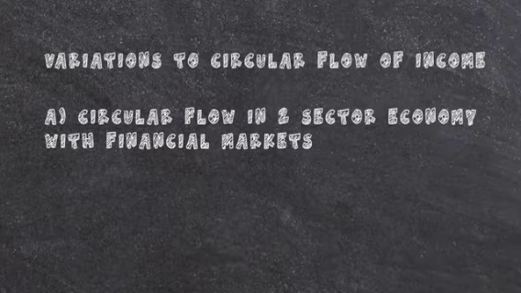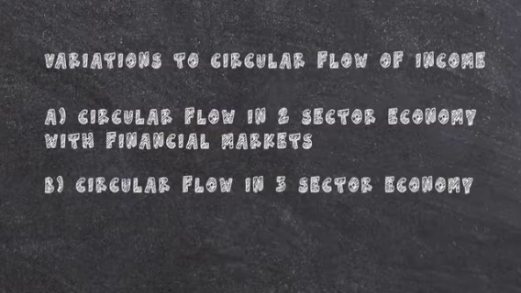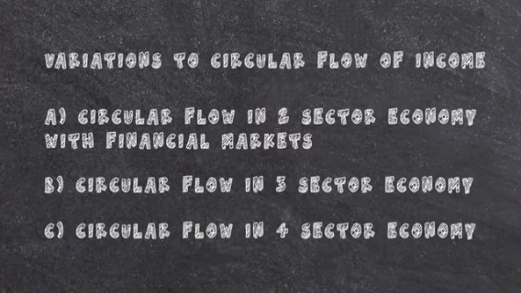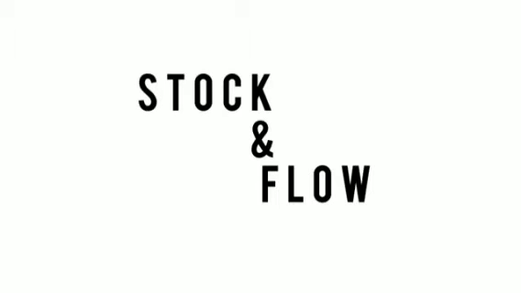There are different variations to this concept, which are: A. Circular flow in two-sector economy with financial markets. B. Circular flow in three-sector economy. C. Circular flow in four-sector economy. Before proceeding with variants of circular flow of income, let's understand the concept of stock and flow. These are recurring terminologies in macroeconomics.